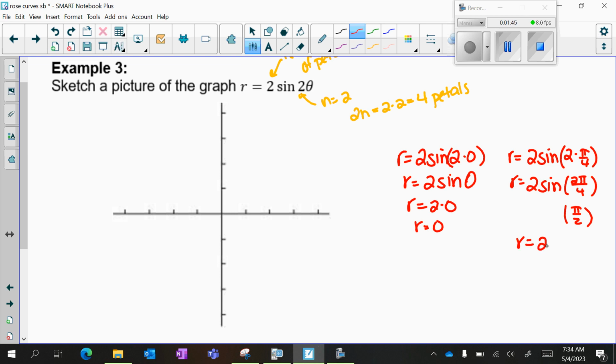So from your unit circle or from your graph, sine of pi over 2 is 1. 2 times 1 is 2. So this is the one that works. So my graph is going to be in the quadrant. There are 4 petals. They are all length 2. It is symmetrical among the x-axis, the y-axis, and the origin.